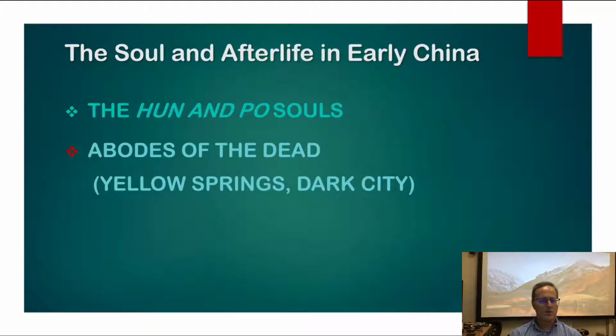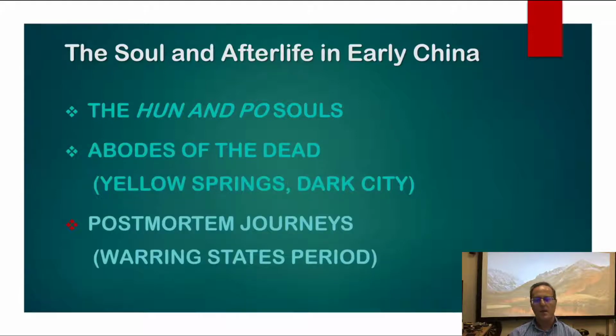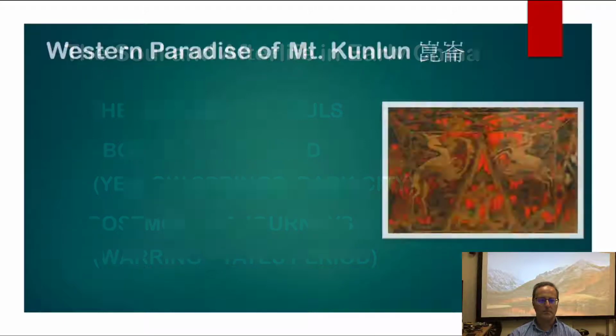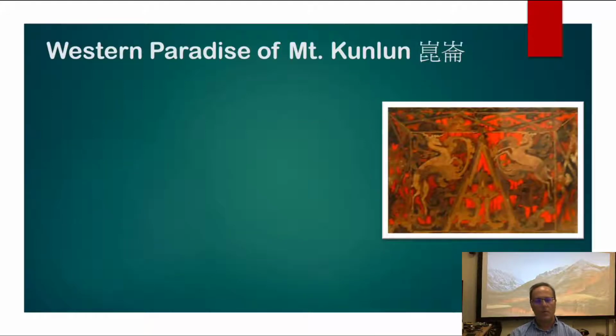Now in ancient China, there's different descriptions for where the dead go after they're gone. In earlier time periods, they go to a place called the Yellow Springs, which is sort of an underground area. It's not very well described, or another place called the Dark City. But from the Warring States on, it is said that they go to a destination in the far northwest. And this western destination is near Mount Kunlun.